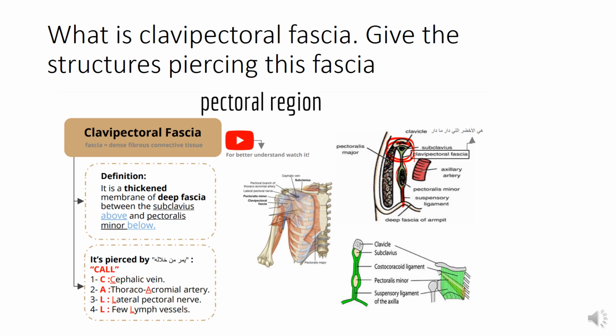Now it is pierced by certain structures. So we use a mnemonic known as the caul. C in the caul is for cephalic vein, A is thoracoacromial artery, then double L, lateral pectoral nerve and lymph vessels, a few lymph vessels. So this clavipectoral fascia is pierced by four structures, that is the cephalic vein, thoracoacromial artery, lateral pectoral nerve and some lymph vessels. So you can use the mnemonic for this, that is the caul.